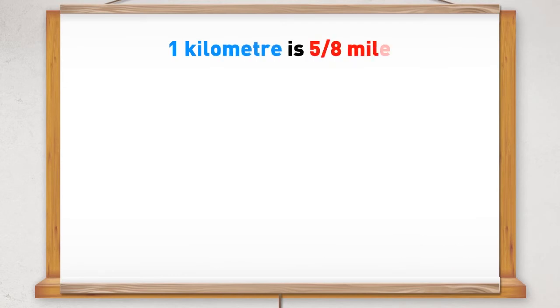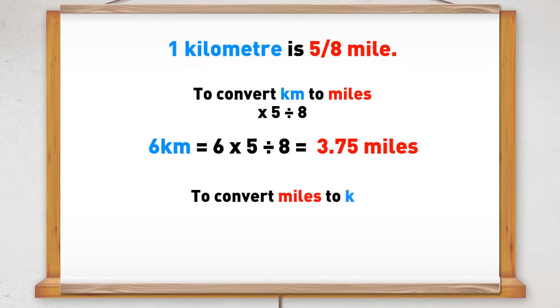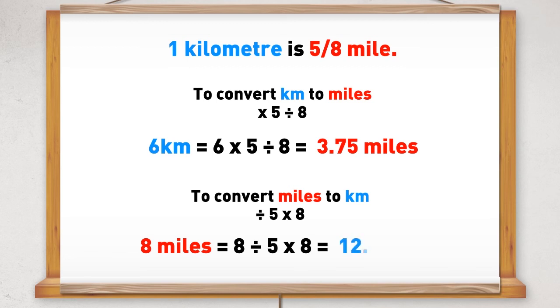1 kilometre is just over half a mile. It is 5/8 of a mile. To convert kilometres to miles, multiply the number of kilometres by 5, then divide by 8. So 6 kilometres is 6 times 5 divided by 8, which is 3.75 miles. To convert miles to kilometres, divide the number of miles by 5 and multiply by 8. So 8 miles in kilometres would be 8 divided by 5 times 8, which is 12.8 kilometres.